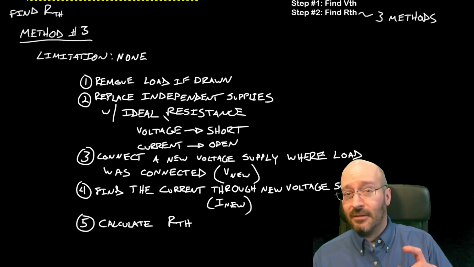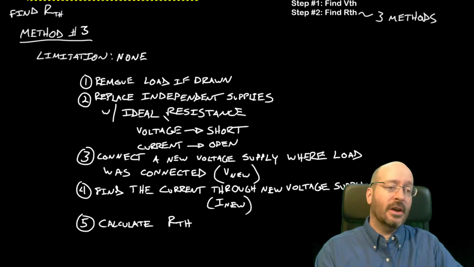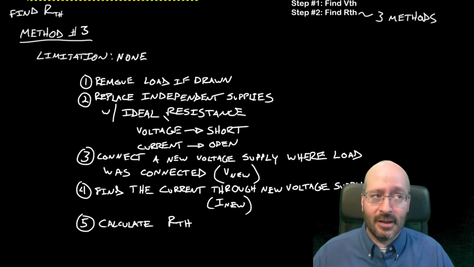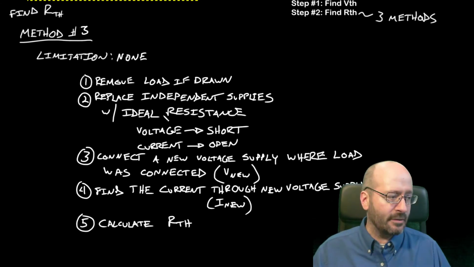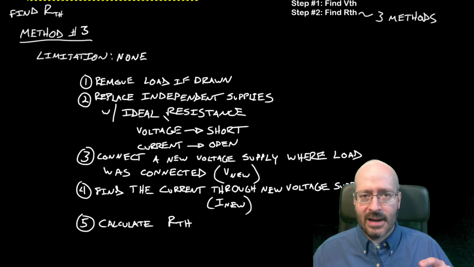Okay? Now, the value of V new does not matter. I usually have the class pick a number. Random number. Doesn't matter. I'll work it with whatever number. Maybe I'll figure out how to get you a random number.